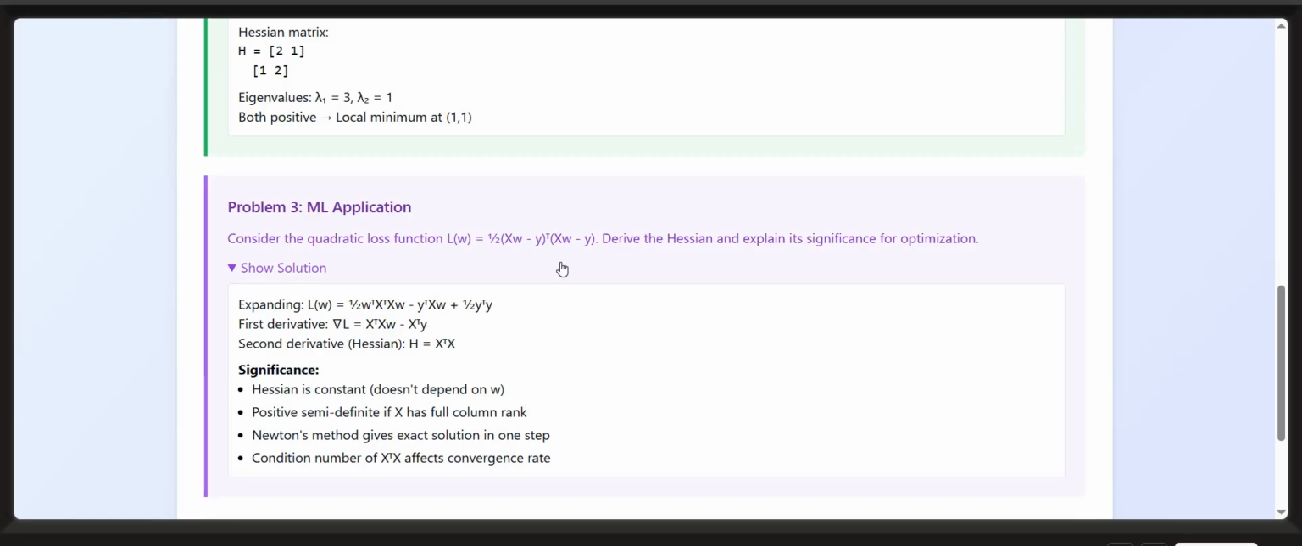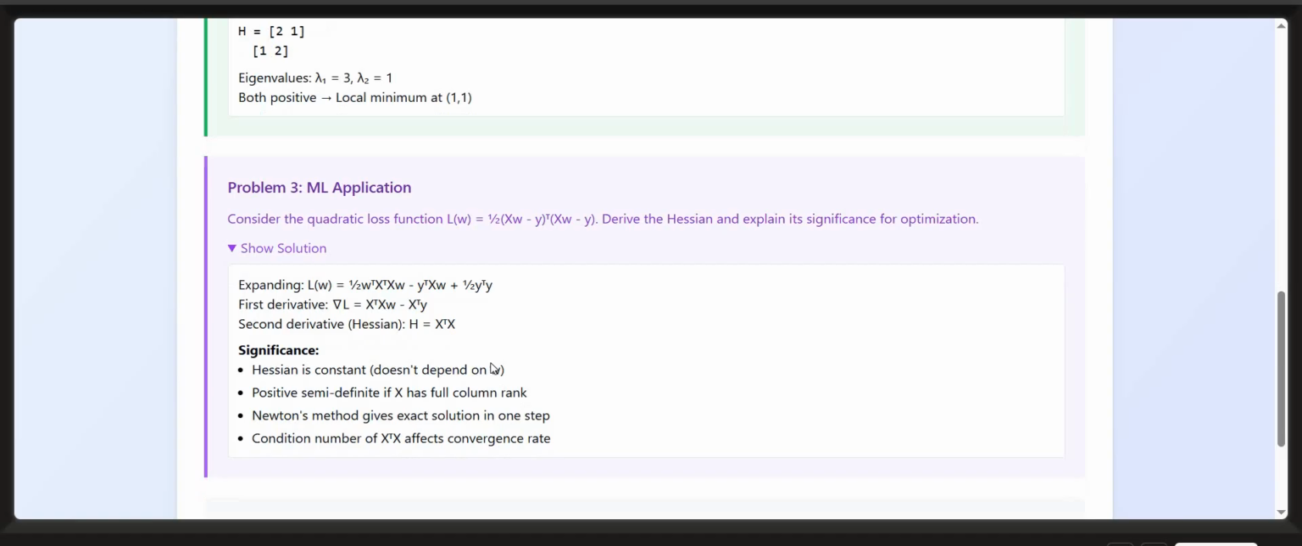If we expand it out, we get L of w equals 1/2 w transpose x transpose x w minus y transpose x w plus 1/2 y transpose y, and taking the gradient, so the first derivative gives us x transpose x w minus x transpose y. Now we take the second derivative, the Hessian, and we get H equals x transpose times x.